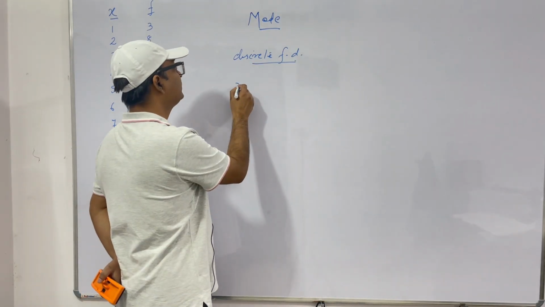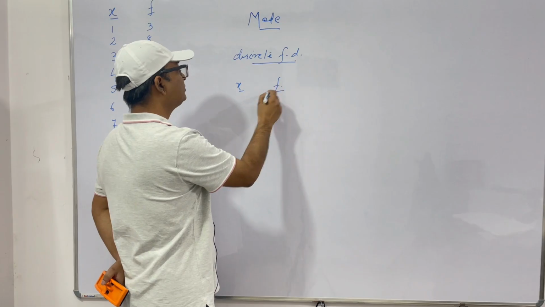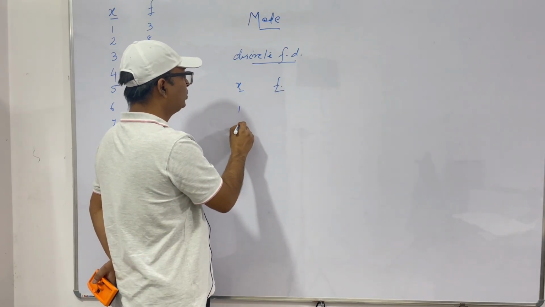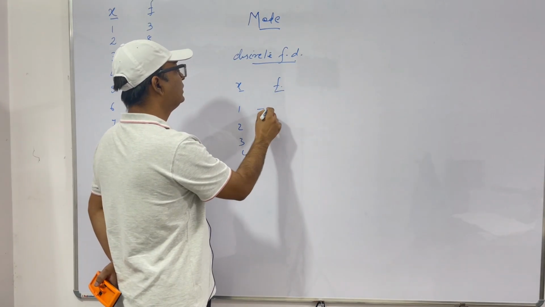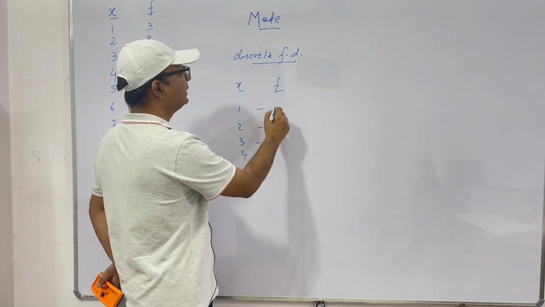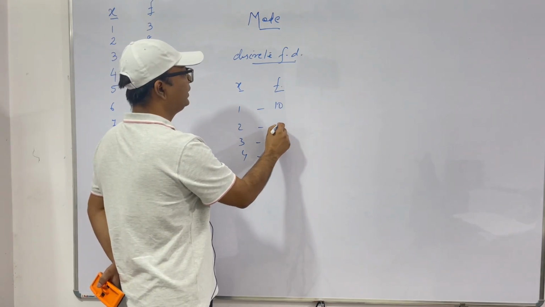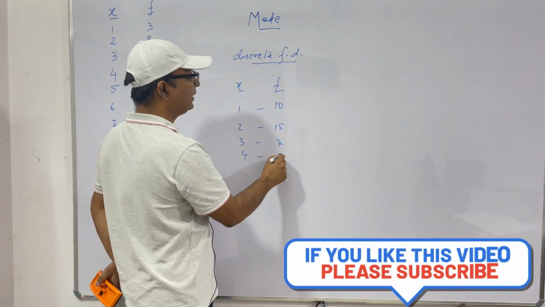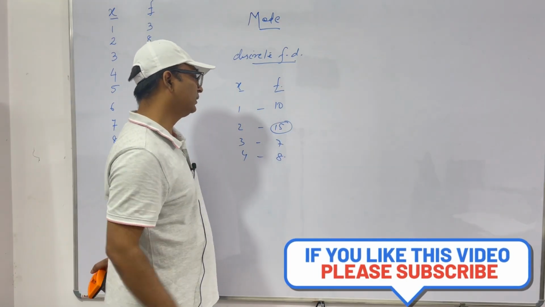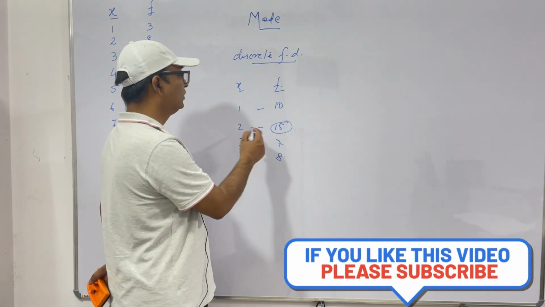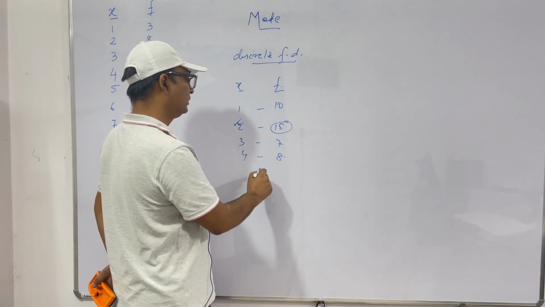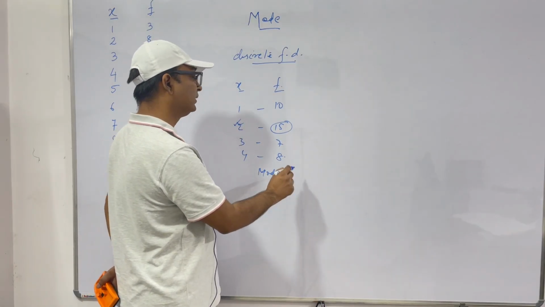How? Let's say we have 1, 2, 3, 4 and the frequency associated with them is 10, 15, 7 and 8. So this value has the highest frequency, so our mode is 2. So this is very easy to find.